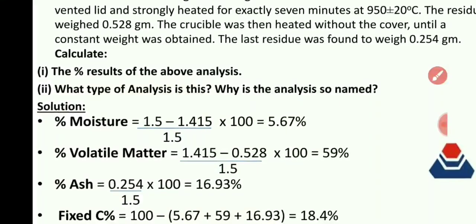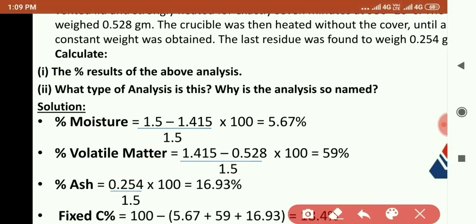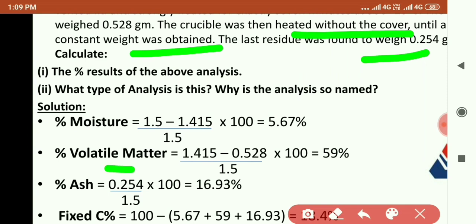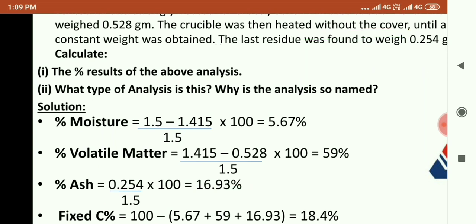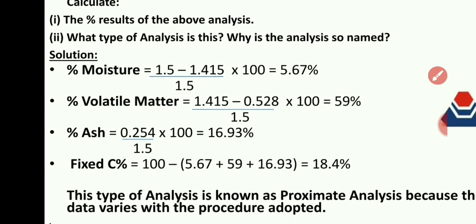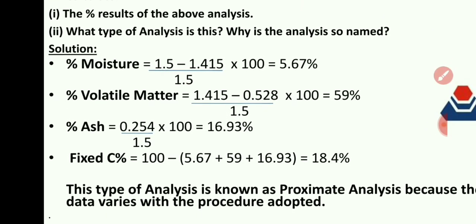And after that, the crucible was heated without the cover. If we heat it without the cover until a constant weight was obtained, the mass was found to be 0.254 grams. So percentage of ash will be the weight of ash formed, the residue formed, 0.254 upon the weight of the coal sample taken, 1.5, into 100, and it gives 16.93%. So we have got percentage of moisture, percentage of volatile matter, and percentage of ash.